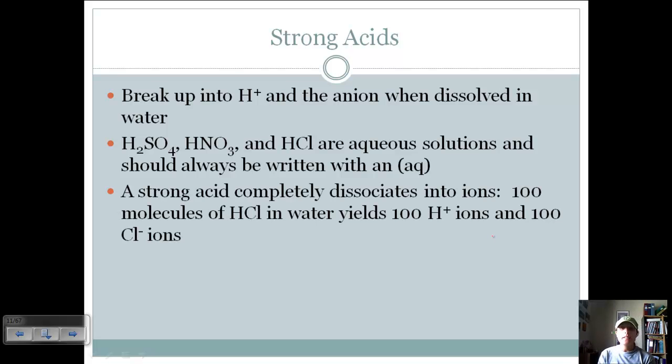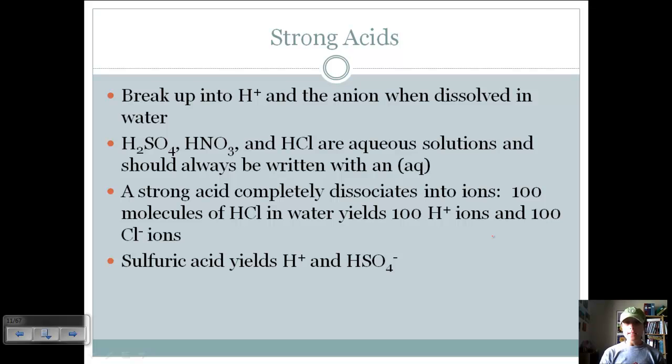Okay, a strong acid completely dissociates into ions, just like the soluble salt. So if we have 100 molecules of hydrochloric acid and we put it in water, because it's going to completely dissociate, that's going to give us 100 H+ ions and 100 Cl- ions, or our anion. So if we have 100 of the compound, we have 100 of each of the ions.